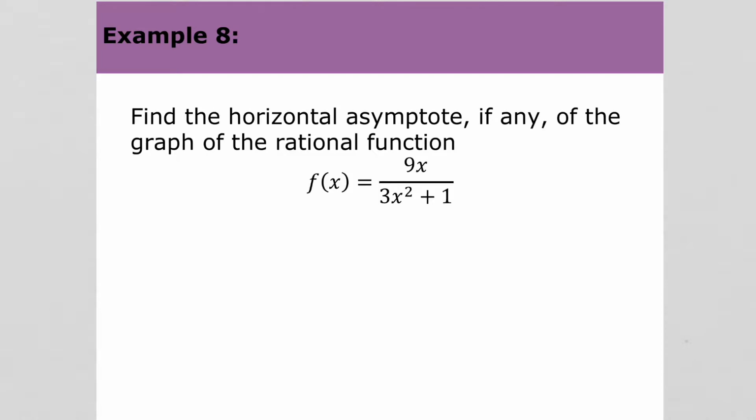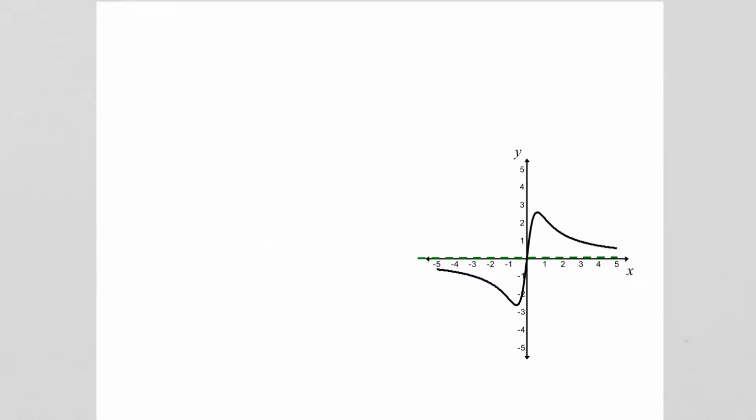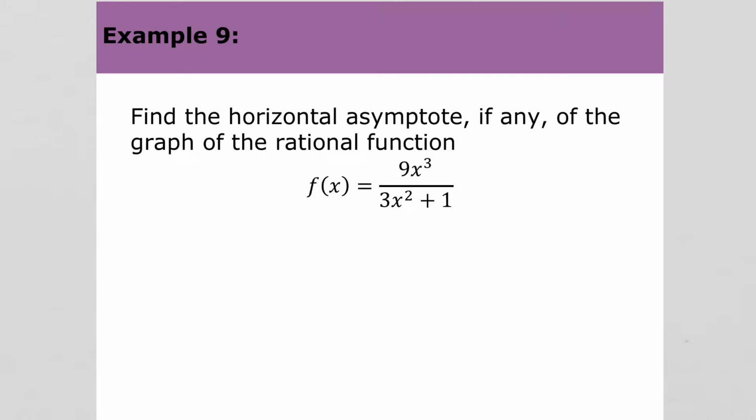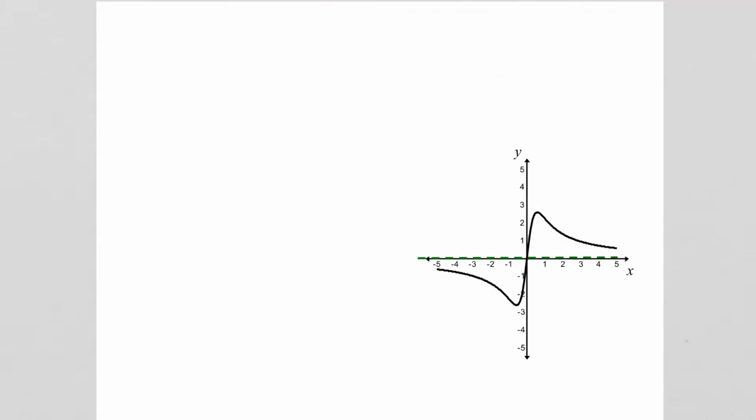For this one, the degree on the top is 1, and the degree on the bottom is 2. So the degree on the top is less than the degree on the bottom. In that case, then your horizontal asymptote is y equals 0. And there you can see it.